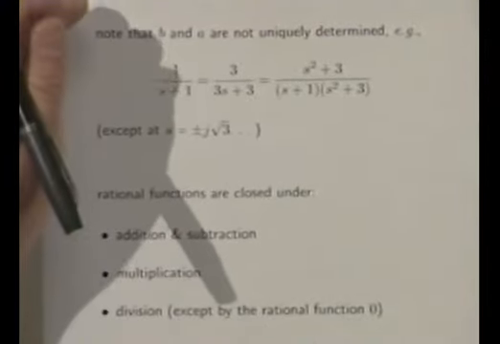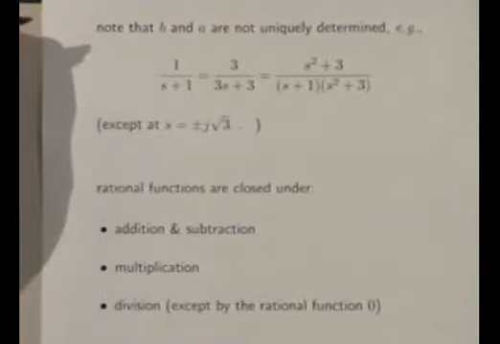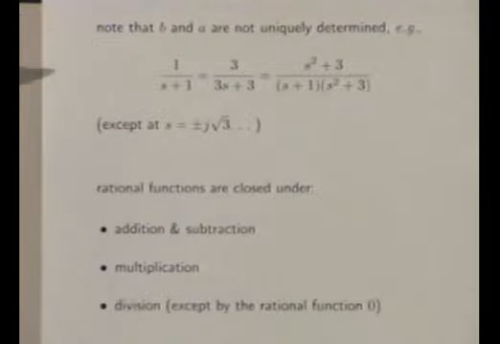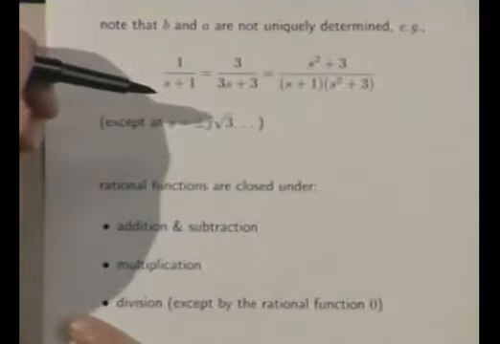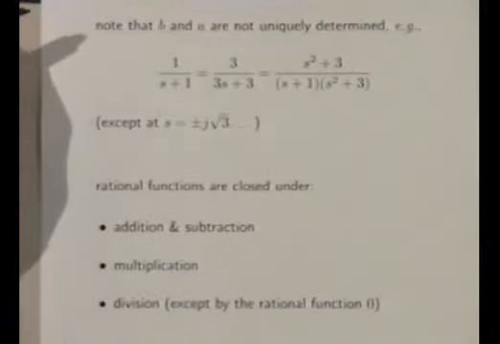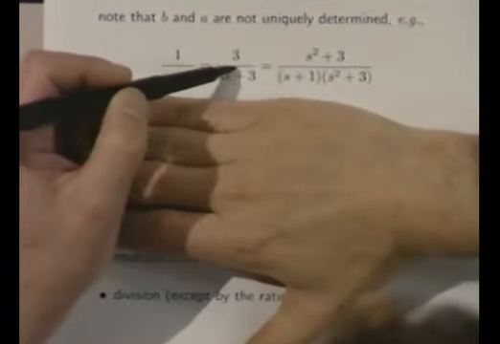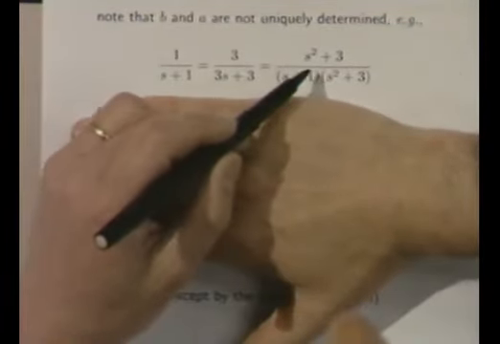Another comment about rational functions is that when you express a rational function as a ratio of polynomials, the ratio is not unique. I mean, for one thing, there's the obvious thing that if I write 1 over s plus 1, I could multiply top and bottom by 3, and I get 3 over 3s plus 3. And these are, in fact, the same rational function. But people take a step further, and in fact, this rational function is the same as that. And let me explain why.